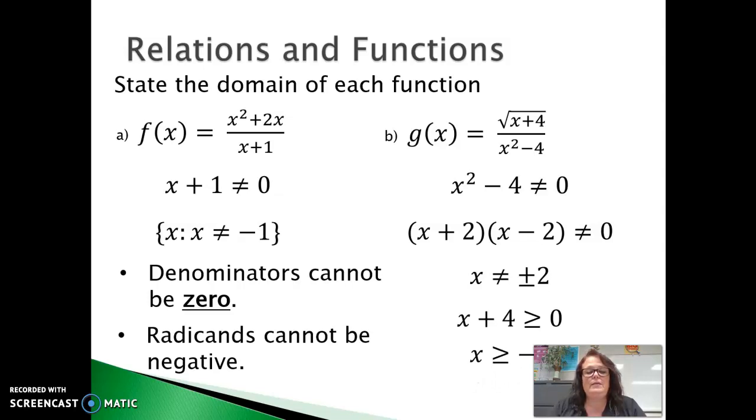So the first one would be x such that x is not equal to negative 1. The second one would be x such that x is greater than or equal to negative 4 and x is not equal to plus or minus 2. Now you might see this colon here. This is the way that I learned it when I was in high school. The book has it with a straight line and it doesn't bother me which way you want to use.